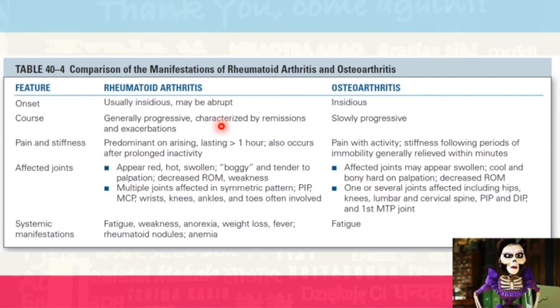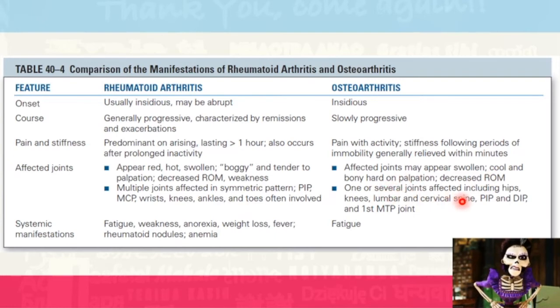In osteoarthritis, class, there will be pain with activity, and then stiffness following periods of immobility, generally relieved within minutes. Whereas in rheumatoid arthritis, the pain is predominant on arising, lasts greater than 1 hour, and also occurs after prolonged inactivity. So take note of that. After prolonged inactivity in rheumatoid arthritis, there will be a lot of pain. Whereas in osteoarthritis, the affected joint will appear swollen, cool, and bony hard on palpation. Of course, there is decreased ROM.